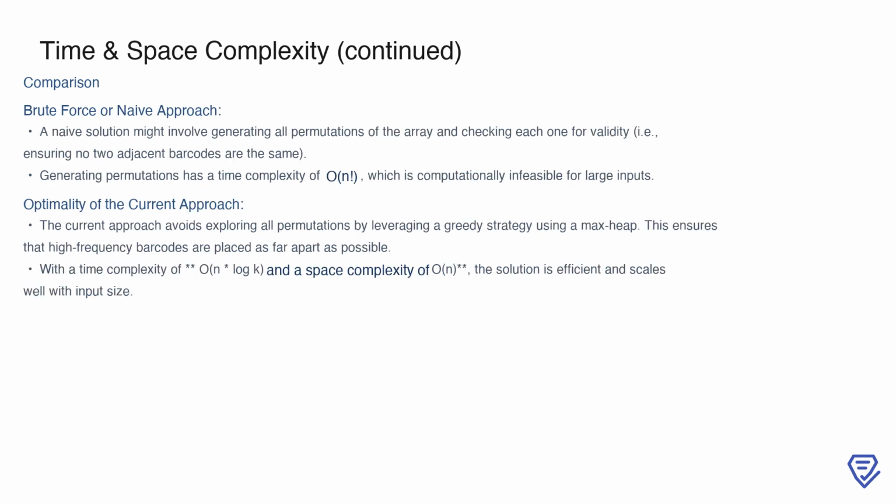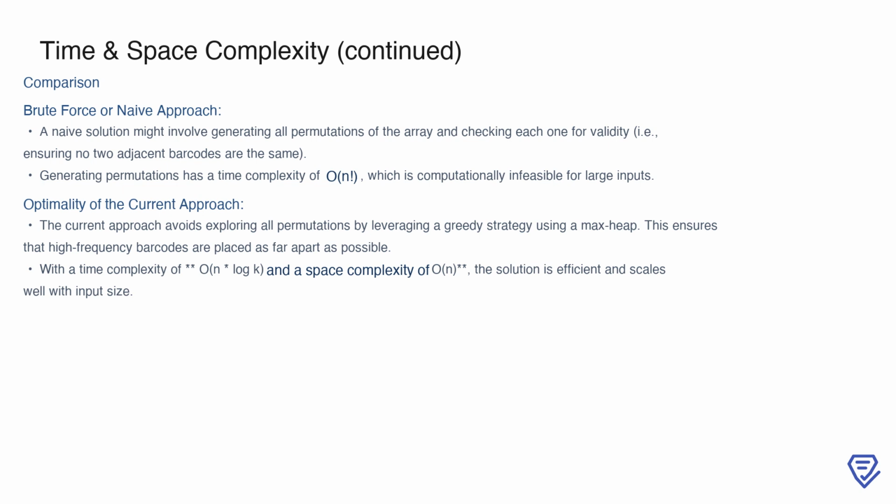To better understand the efficiency of our solution, let's compare it to a brute force approach. A naive solution might involve generating all possible permutations of the barcodes array and then checking each one to ensure no two adjacent barcodes are the same. However, generating permutations has a time complexity of O(n!), which grows exponentially and becomes computationally infeasible as n increases.